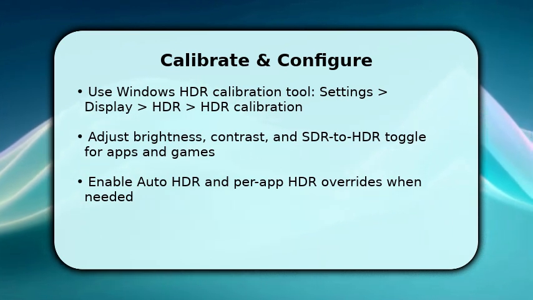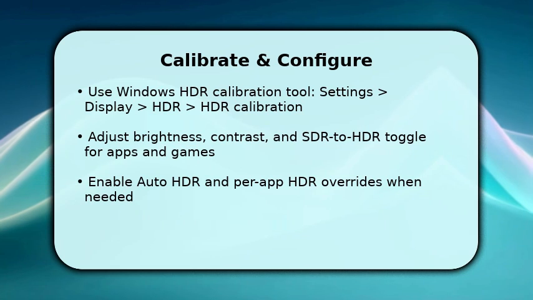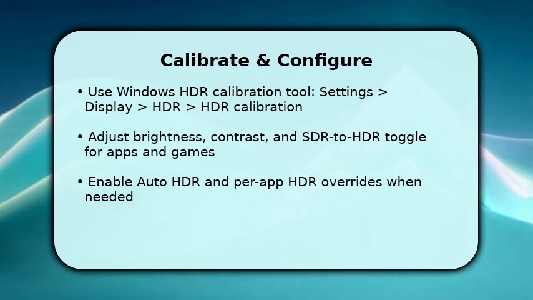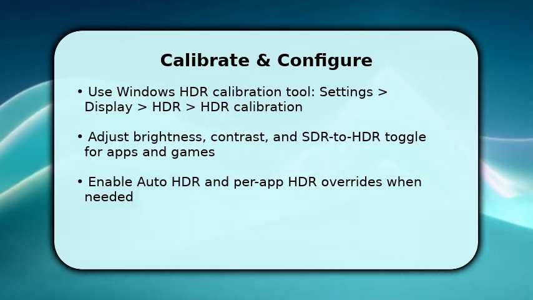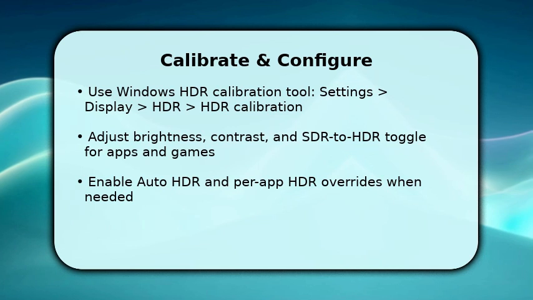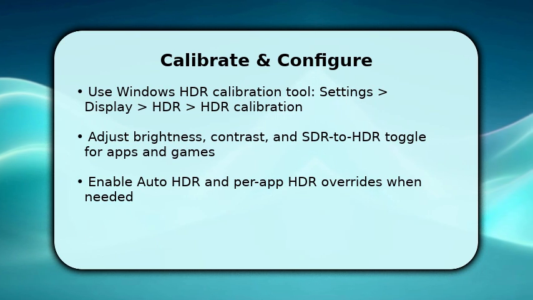Then, adjust the SDR to HDR toggle and the separate app/game HDR switch so content uses the display's dynamic range properly. Also enable Auto HDR for supported games to improve visuals automatically. These steps align tone mapping between Windows and the panel so highlights and shadows appear correctly.